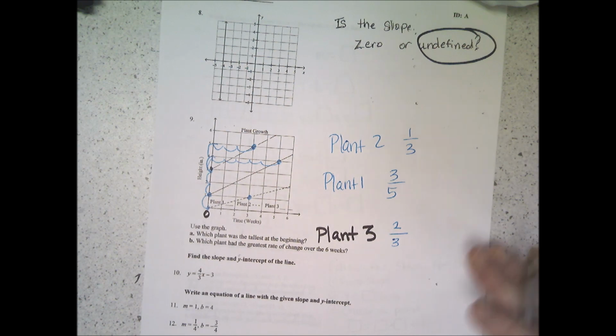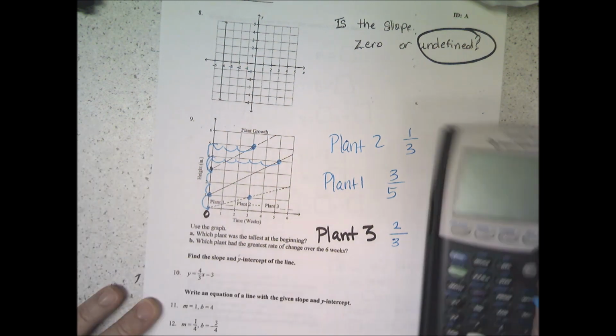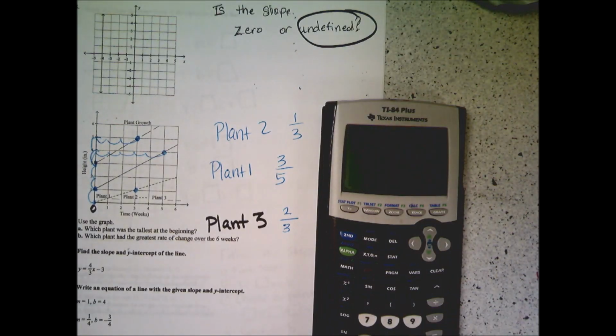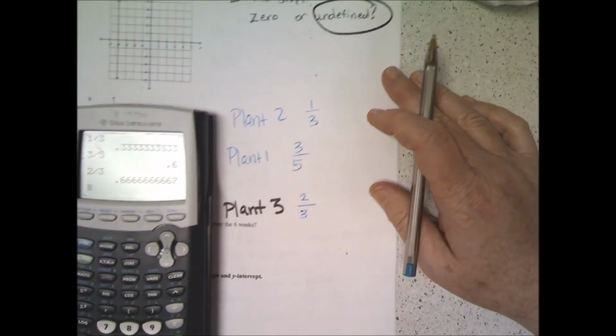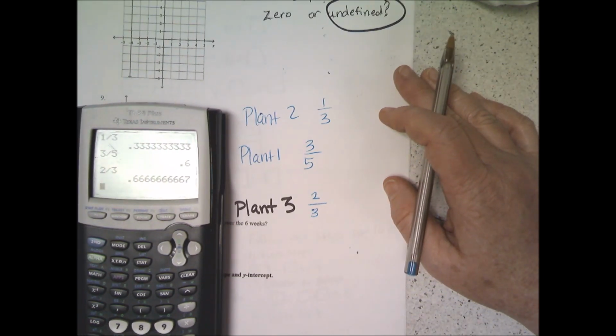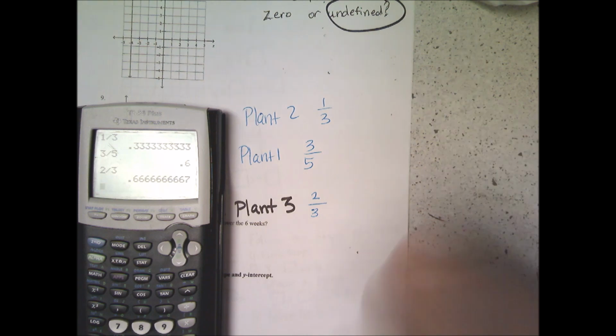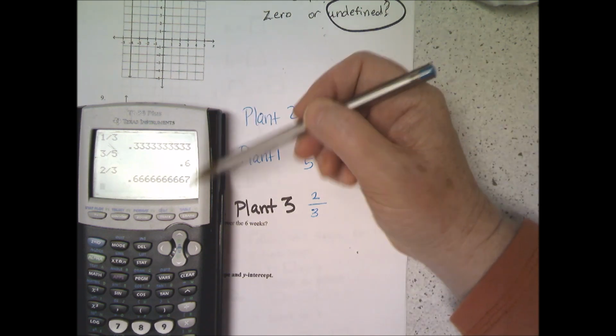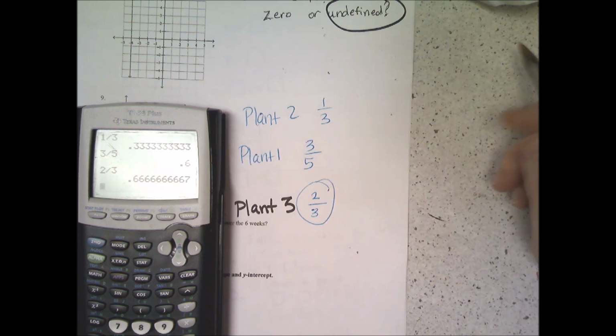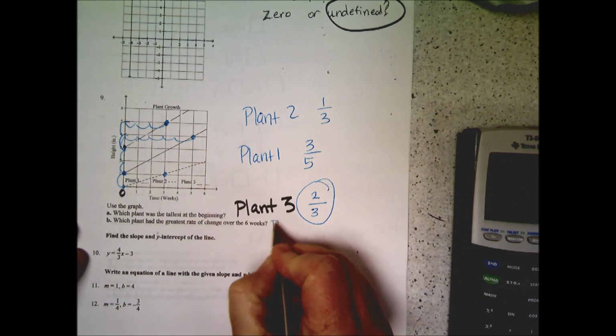Now, I don't know which of those is bigger until I compare them with a calculator. 1/3, 3/5, 2/3. Which of those is larger? The bottom one. 0.666 is bigger than 0.6. That one right there's got a 0 behind it. That one's got a 6 behind it. So that's also the greatest rate of change. Plant 3.